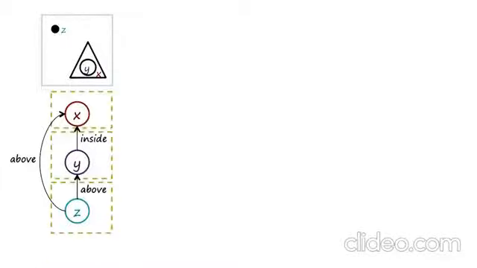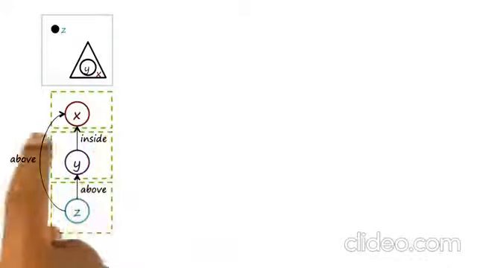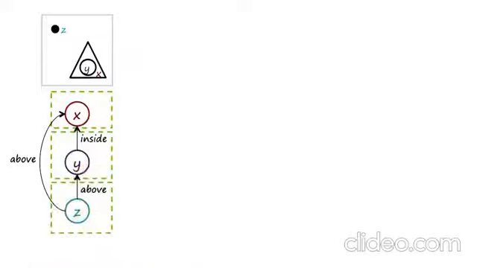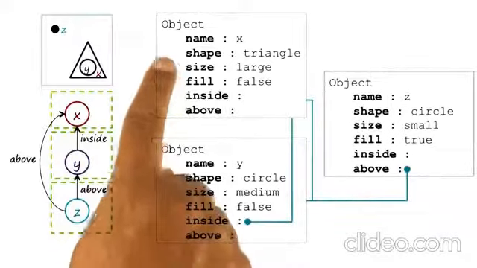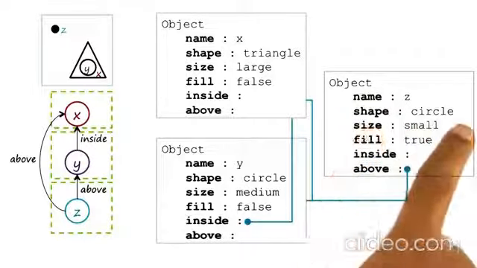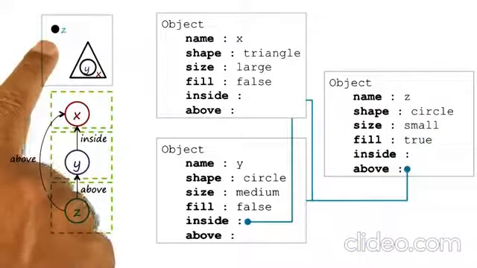I could rewrite this semantic network in the language of frames by first of all building a frame for each of the specific objects. So I have a frame for X, a frame for Y, and a frame for Z. So here are the frames for the three objects, X, Y, and Z. Let's look at the frame for Z in more detail for just a second. So here are the slots. The name is Z. The shape is a circle. The size is small, and it is filled. You can see it here.